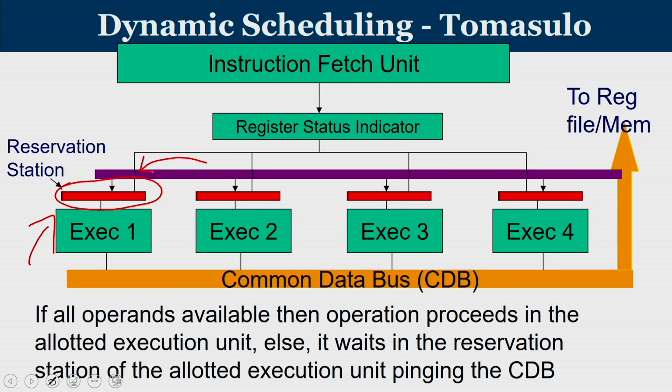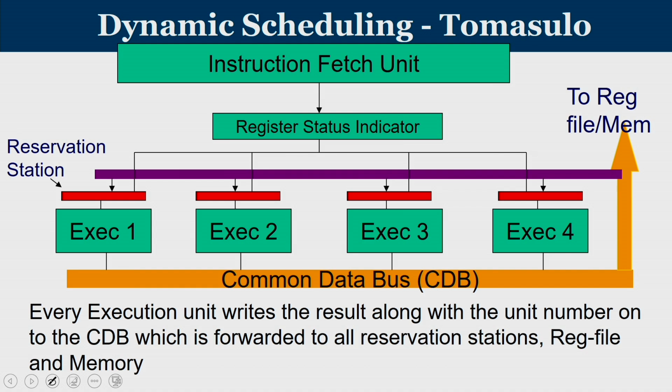Now, how will you get these values? You can see that all execution units are connected to the common data bus. So, when can we say that the operand is not ready? When the value is still under process in some of the functional units. As and when this functional unit completes, the value is written into the common data bus and then it is going to update your reservation stations. So, if all operands are available, then the operation proceeds in the allotted execution unit, else it waits in the reservation station of the allotted execution unit, pinging the value of the CDB.